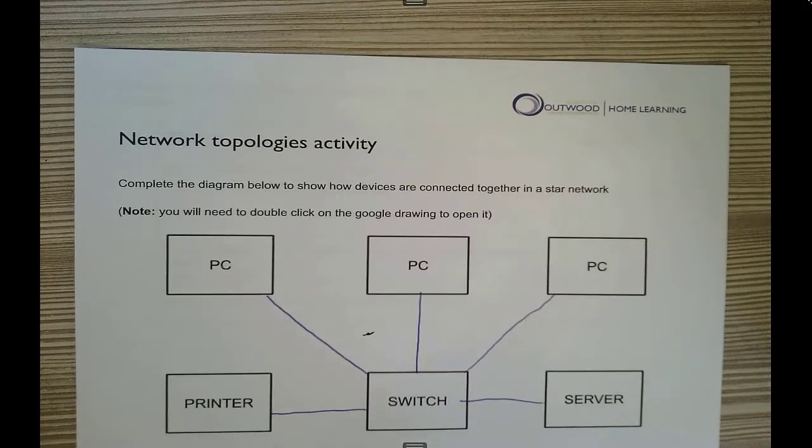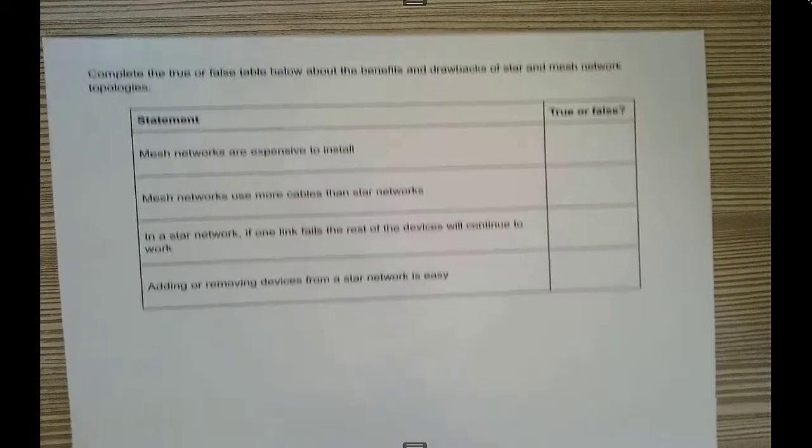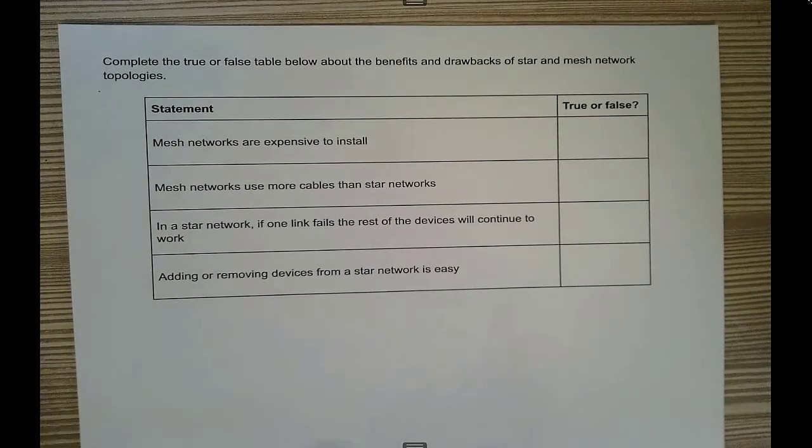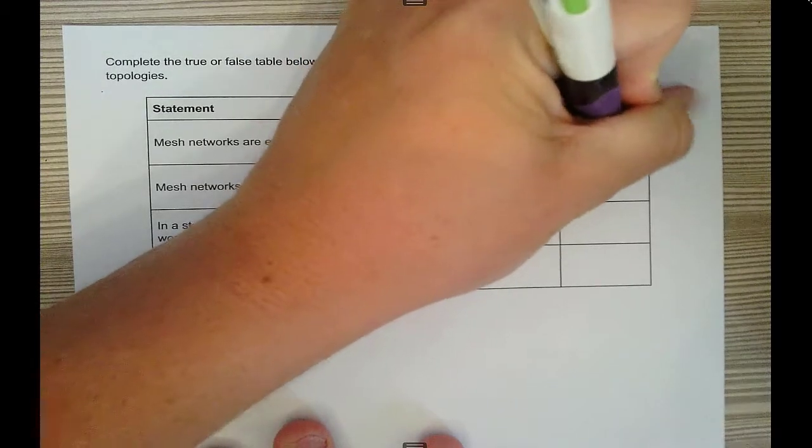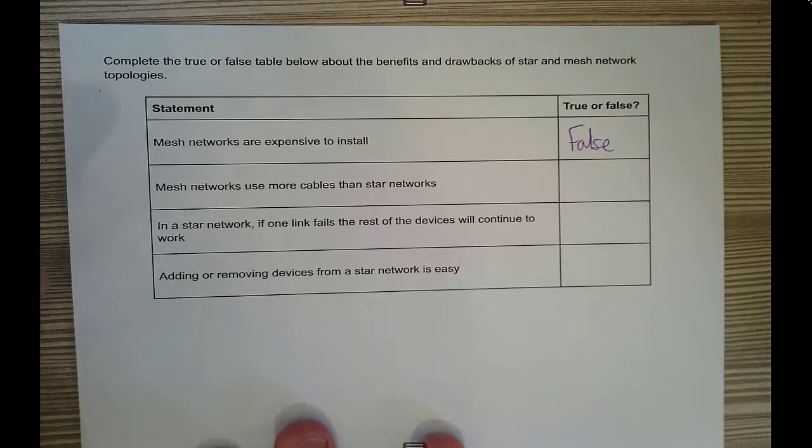Okay, the final bit of this task then was complete the true or false table below about the benefits and drawbacks of star and mesh network topologies. So mesh networks are expensive to install. Well, the answer to that is false, because most of the time they're predominantly wireless because every device connects to every other device. So all you need is a wireless access point and you're good to go.